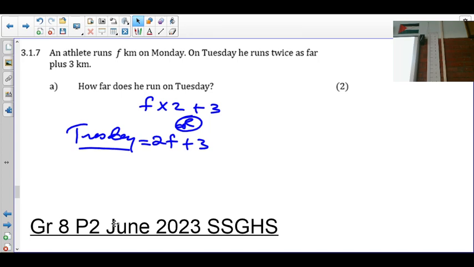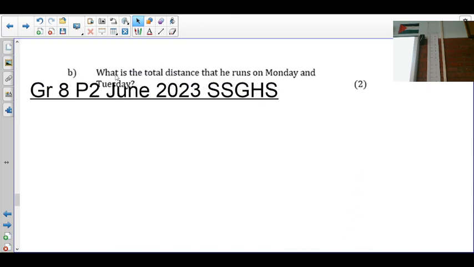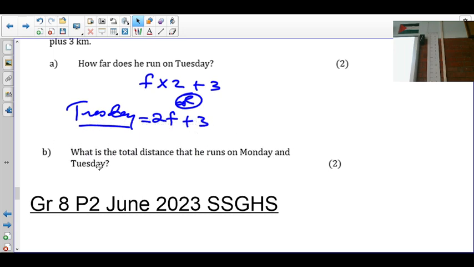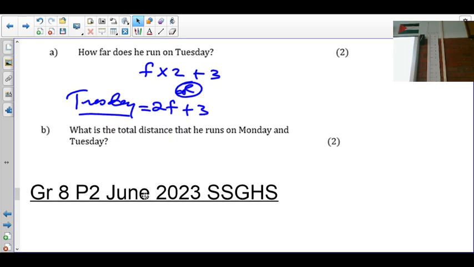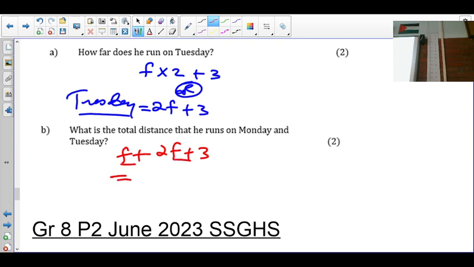So this is the distance he runs on a Tuesday. Then it asks, what is the total distance that he runs on Monday and Tuesday? He covers F kilometers on Monday, so I must add Monday and Tuesday. So it's F plus Tuesday, which is 2F plus 3. Of course, there are like terms here. What is F plus 2F? 3F. So it's 3F plus 3.